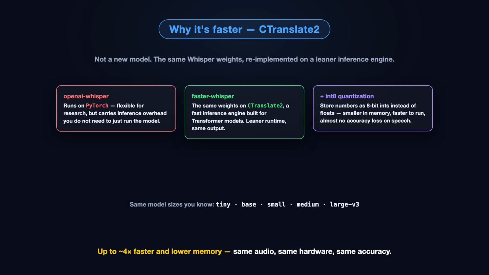On top of that, CTranslate2 supports int8 quantization. Quantization means storing the model's numbers in 8-bit integers instead of full precision floats, which shrinks the model in memory and speeds it up even more, with almost no measurable accuracy loss on speech. Put those together and you get up to about 4 times faster and noticeably lower memory, on the same audio and the same machine. And to say it one more time, because it matters, the model sizes are exactly the ones you already know: tiny, base, small, medium, and large V3. You pick the size for the accuracy you need, and you let the engine handle the speed.